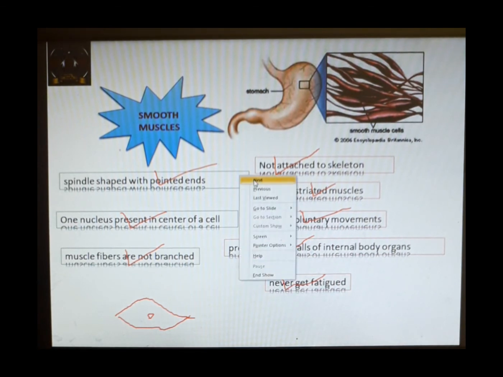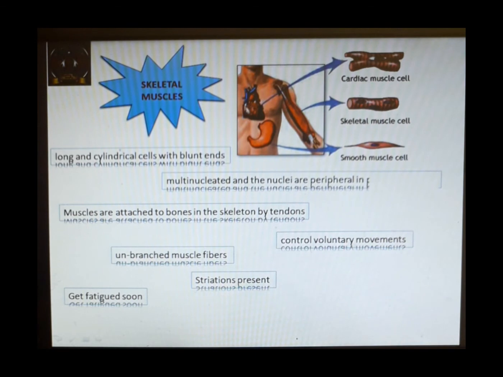Now let us move on to the next type of muscles, skeletal muscles. As the name suggests, the skeletal muscles are always attached to our bones. That is why the name is given to them.